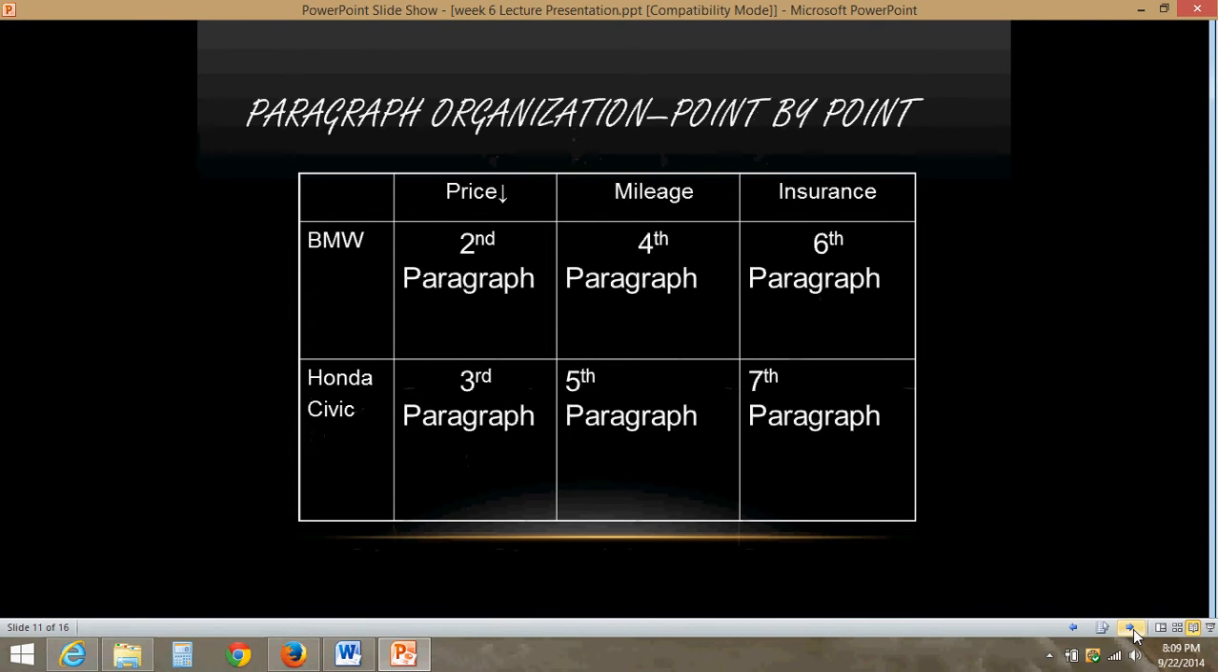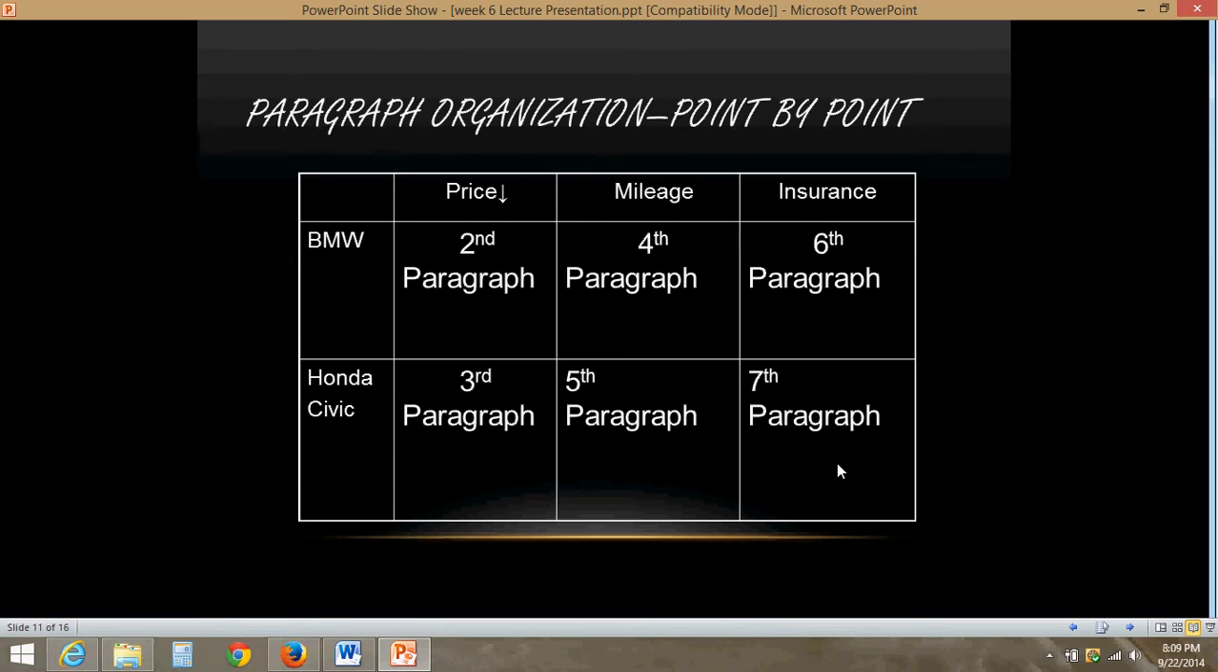So just like the other expanded version, you can do the same thing with this format, so point by point. So instead of having just one paragraph talking about price, you might have two paragraphs, one for BMW, one for Honda Civic. Mileage, then you'll talk about mileage point by point. So fourth paragraph would be BMW mileage, fifth paragraph Honda Civic mileage, sixth paragraph BMW insurance, seventh paragraph Honda Civic insurance.